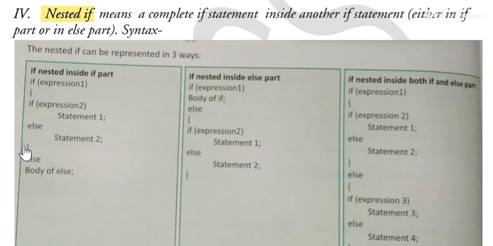This closing curly bracket is for the first if. The body of the first if starts from this curly bracket and ends at this curly bracket. Now another if else statement is inside the body of the first if statement. It is known as nested if. In this case, first expression 1 is evaluated. If expression 1 is true, then expression 2 is checked. Otherwise, it is not checked.